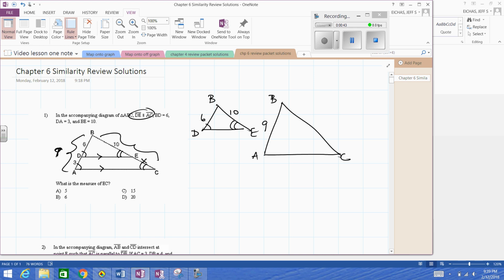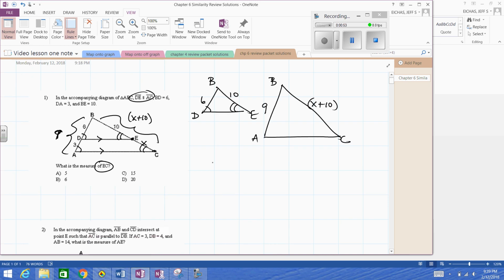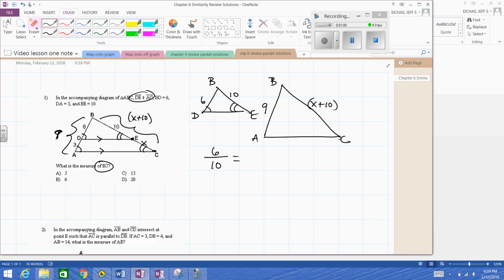And if we're looking for EC, which is what they want, call it X. So that whole side we have to say is X plus 10. And now we'll use corresponding sides are proportional. So I'm going to match up 6 and 9, 10 and X plus 10. So 6 is to 9, as 10 is to X plus 10.